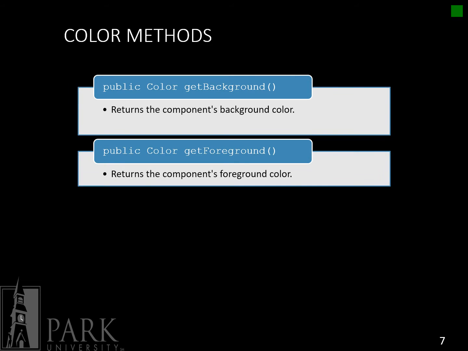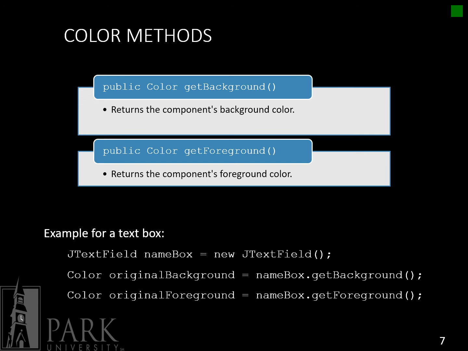The setBackground and setForeground methods are standard mutator methods available to most GUI components. So here's how we get color from a text field object. You can see here that we are getting the background or the foreground, right? And we're setting that equal to a Color object named originalForeground or originalBackground. So if you initialize something and you want to keep a reference to what the initial values are set to, this is something that you could do.